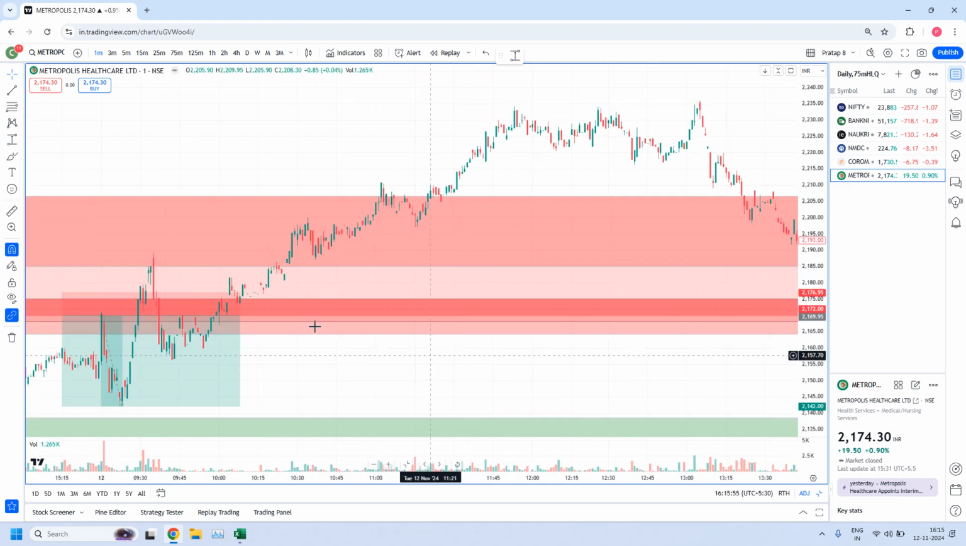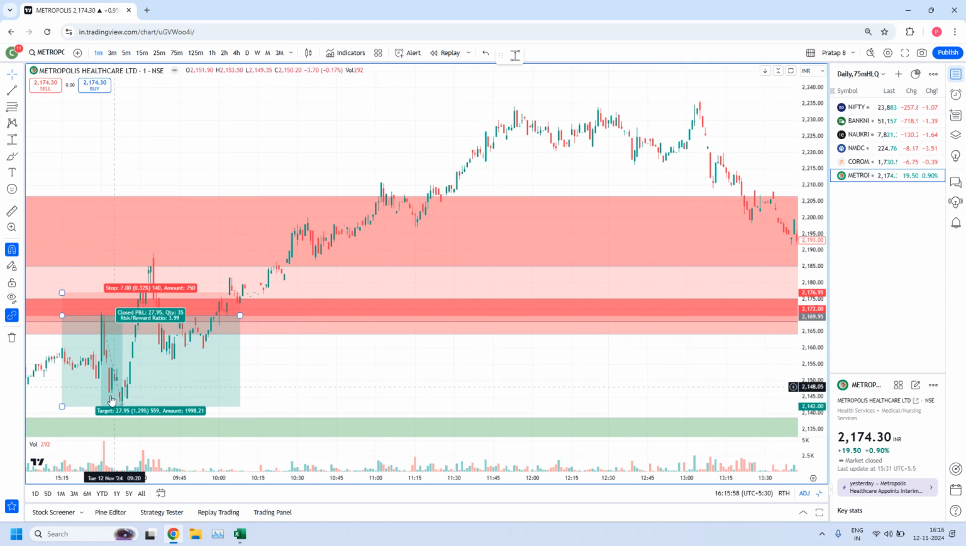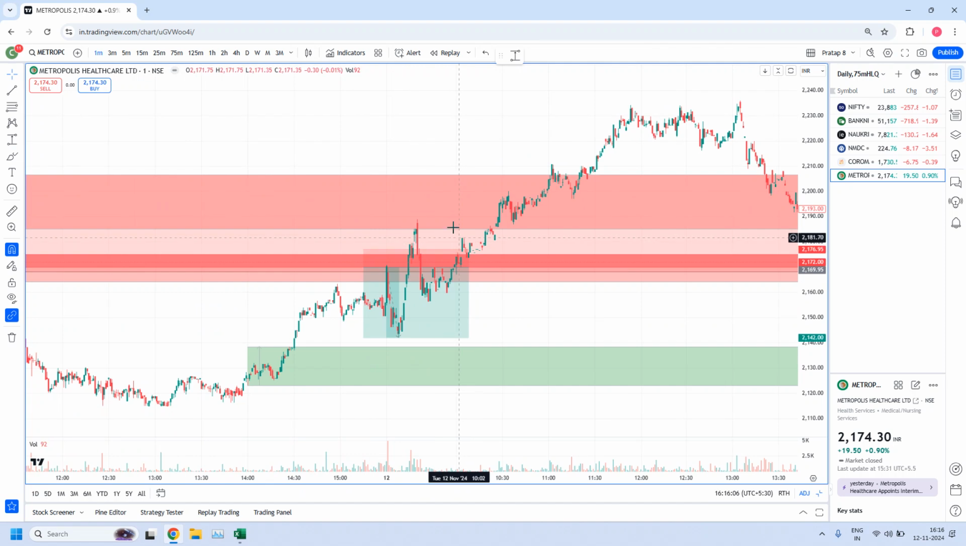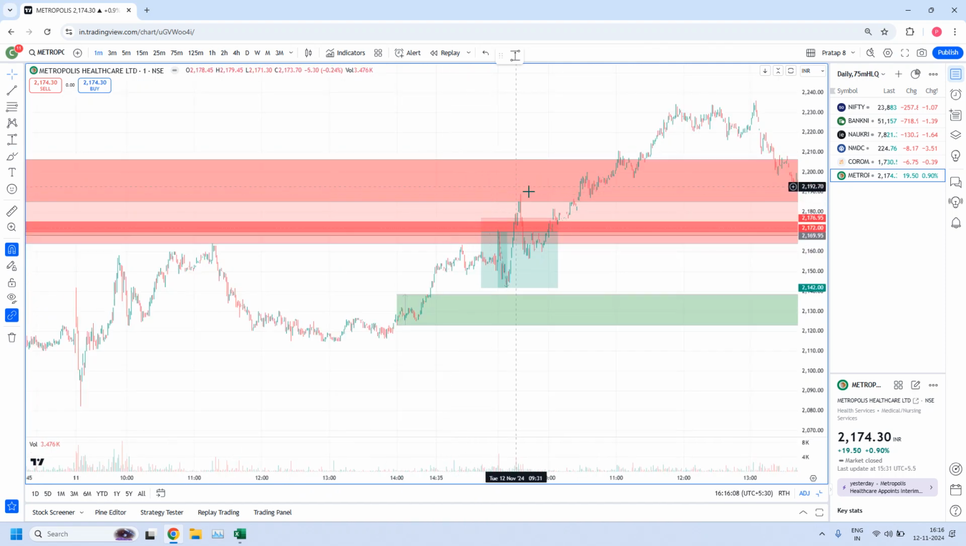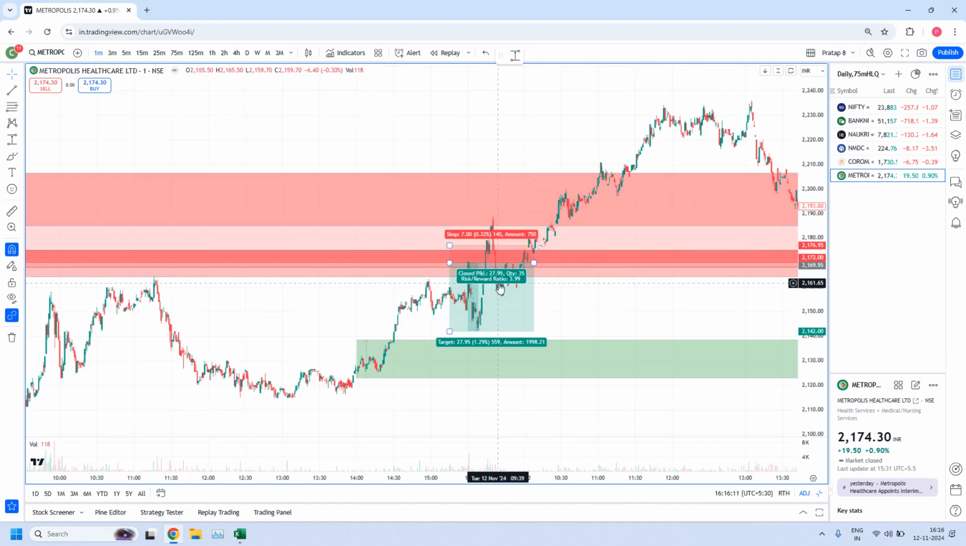Okay, after that what happened? Now, again all of a sudden, bulls dominated. The price has moved and this 5-minute zone is violated now. And some resistance it got at this 15 minutes zone, but some push it gave.